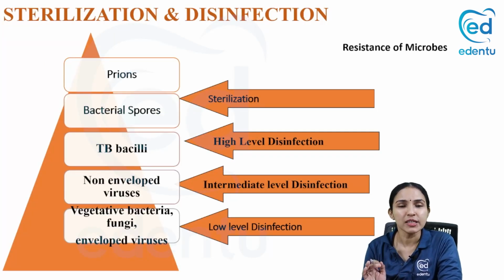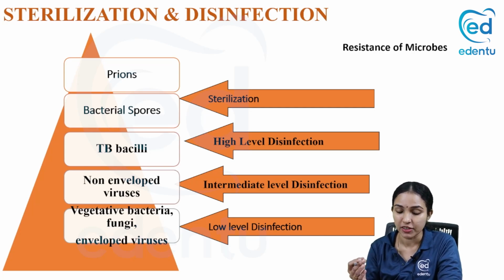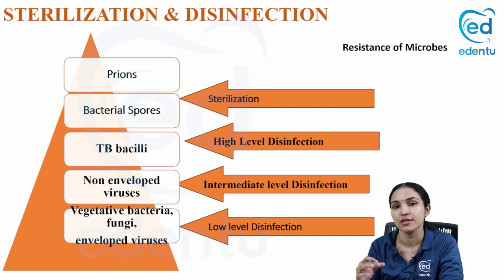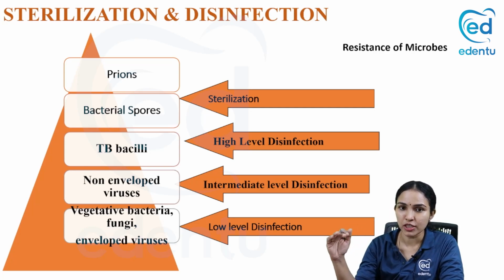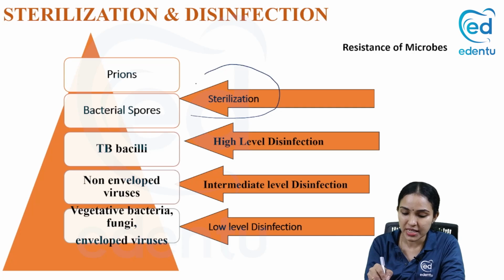With that, we have completed the physical methods of sterilization. Heat methods are already covered, and radiation methods and the filtration method have been covered. So we'll just see a pyramid showing the resistance of microbes so that we get an idea what kind of method of sterilization or disinfection you should choose. When it comes to sterilization, it comes under the top priority, because they are the best method.